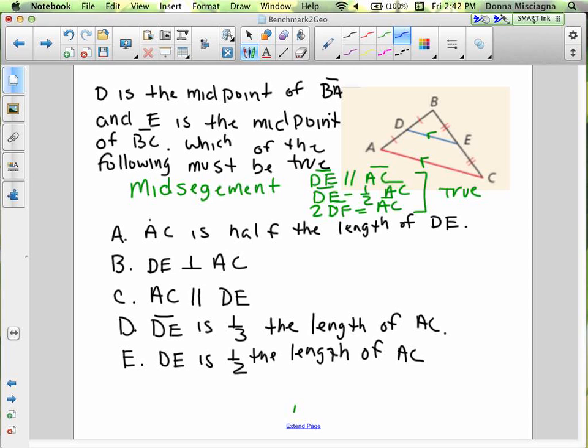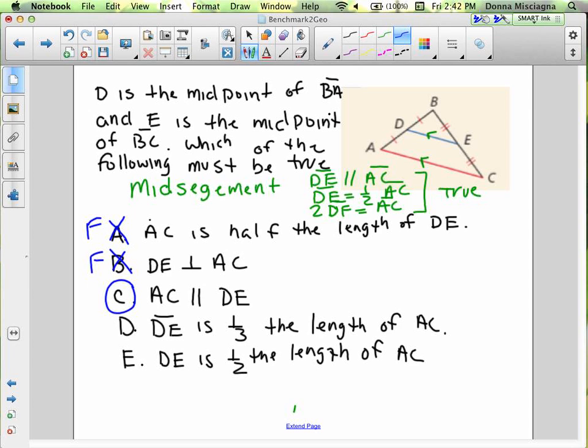AC is half the length of DE. Well, that's not right. It's DE is half the length of AC, the other way around. So this is false. DE is perpendicular to AC. Well, they're not perpendicular, right? That's false. AC is parallel to DE. That is a true statement.